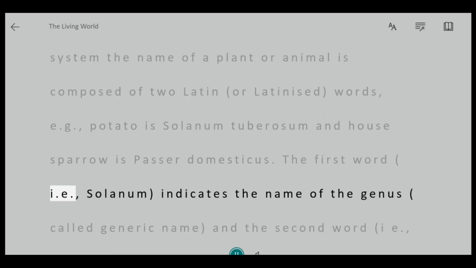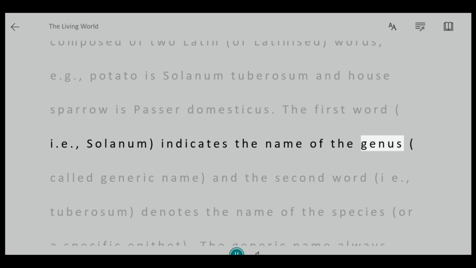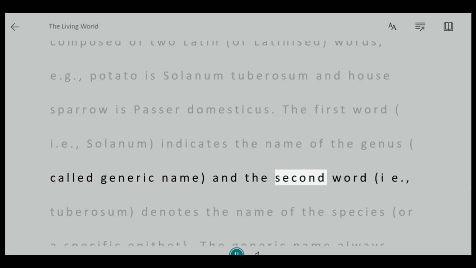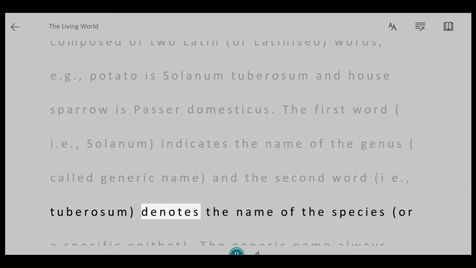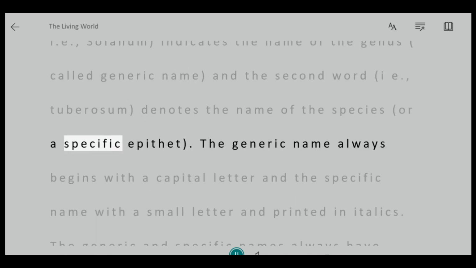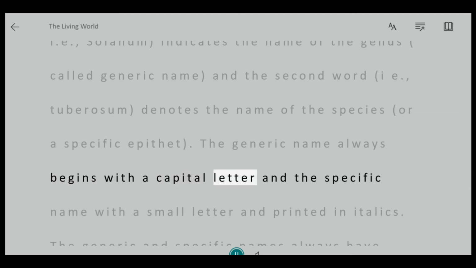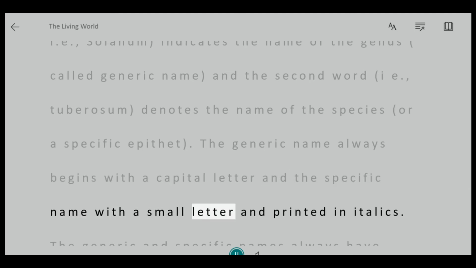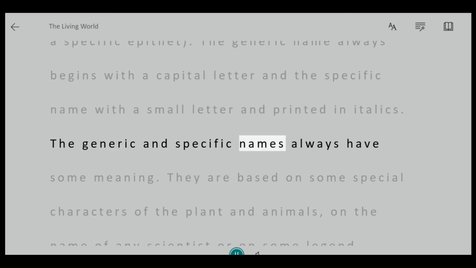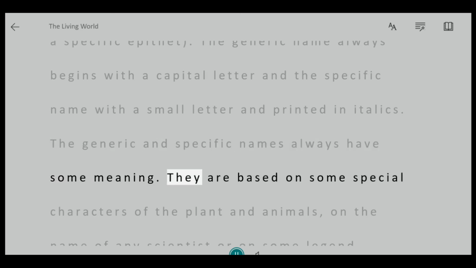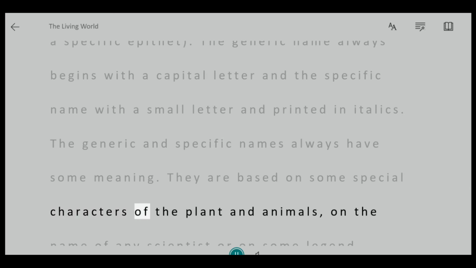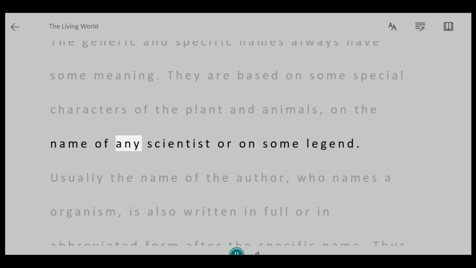The first word, i.e., Solanum, indicates the name of the genus, called generic name, and the second word, i.e., tuberosum, denotes the name of the species, or a specific epithet. The generic name always begins with a capital letter and the specific name with a small letter and printed in italics. The generic and specific names always have some meaning. They are based on some special characters of the plant and animals, on the name of any scientist or on some legend.